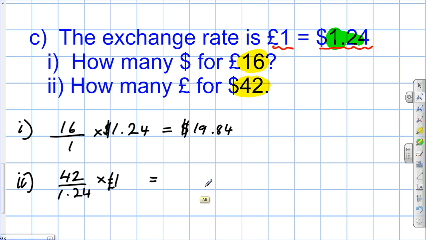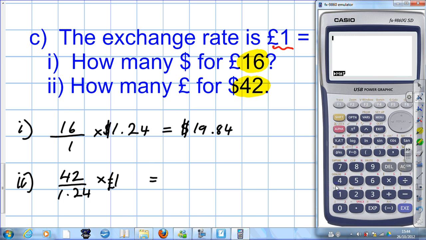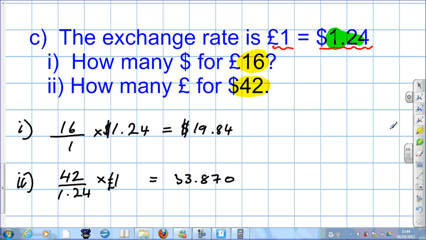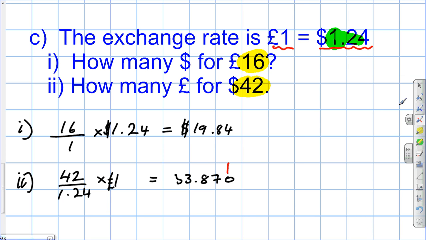Let's clear everything, so we get 42 over 1.24 times 1. 33.87096, well, I can't remember all that. 33.870. 33.870. Why didn't I need any more information? Well, because I'm going to round it to 2 decimal places.